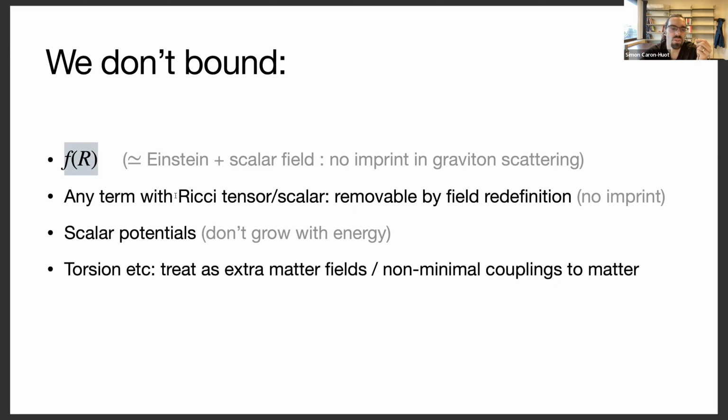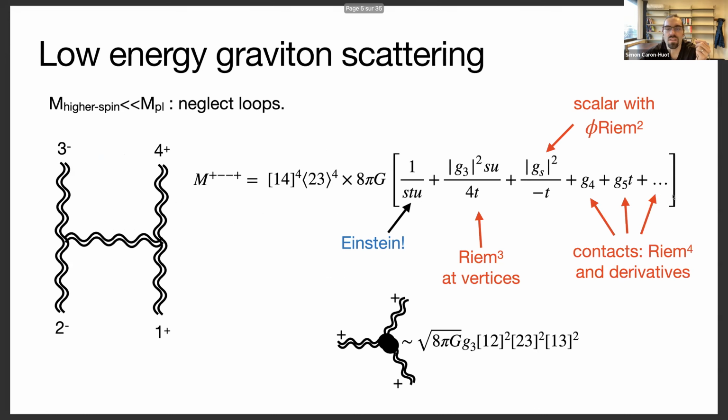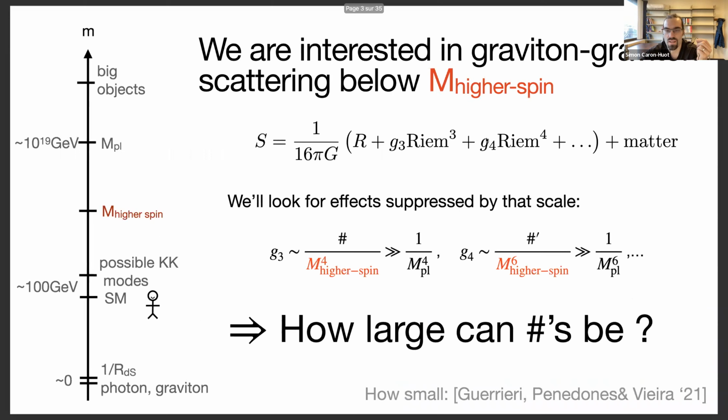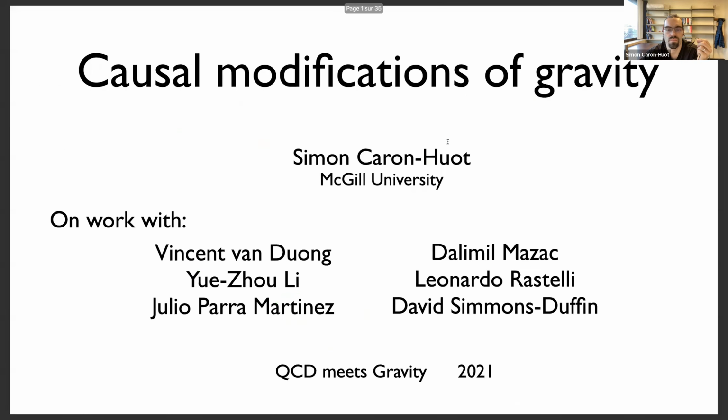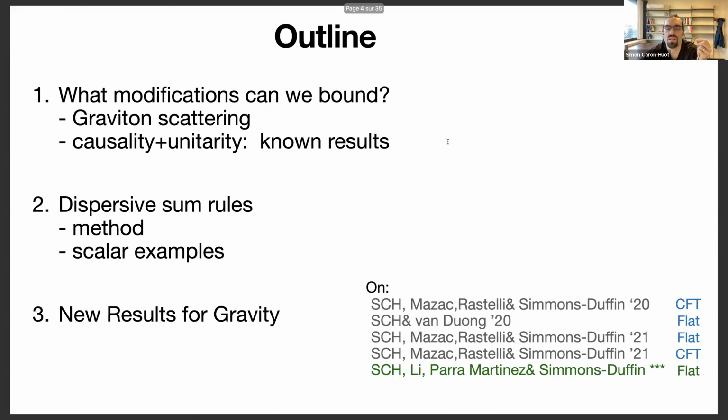More generally, anything with a Ricci tensor or scalar, you can remove by field redefinition because the Ricci tensor is the equation of motion of GR. So this thing has no imprint. So if I go back one slide, notice the thing we bound: the radial powers of Riemann curvature. Okay, things that we can observe in the scattering amplitude.